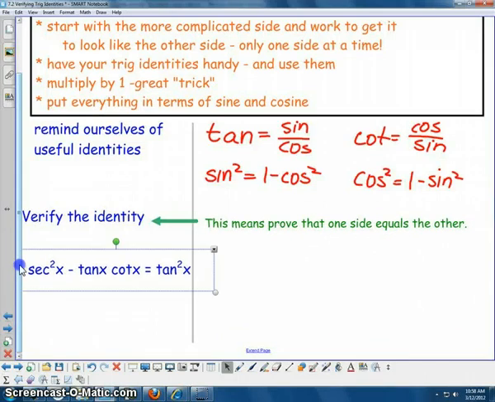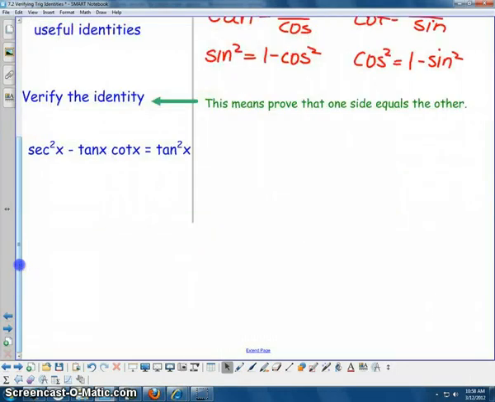So our first identity that we need to verify is that secant squared minus tangent times cotangent equals tangent squared. Now the rule I just told you was we need to start with the more complicated side and try to get it to look like the easier side. I think you'd probably agree with me that this is definitely our more complicated side. So that's the side I'm going to manipulate, and my goal is to get it to look like tangent squared.